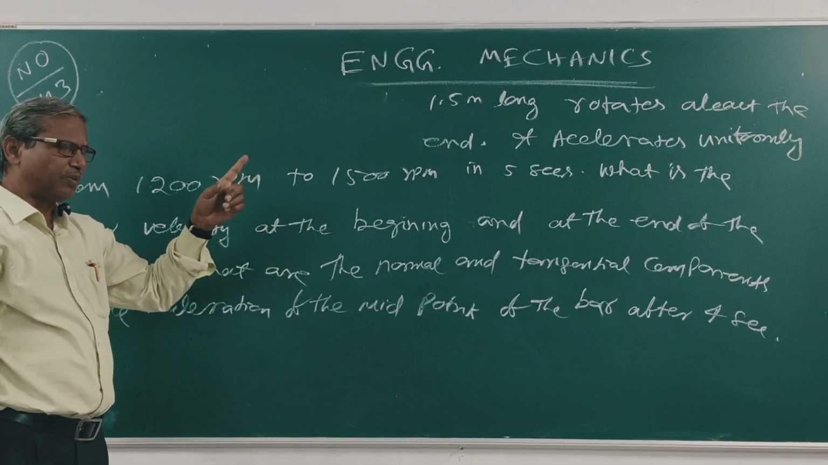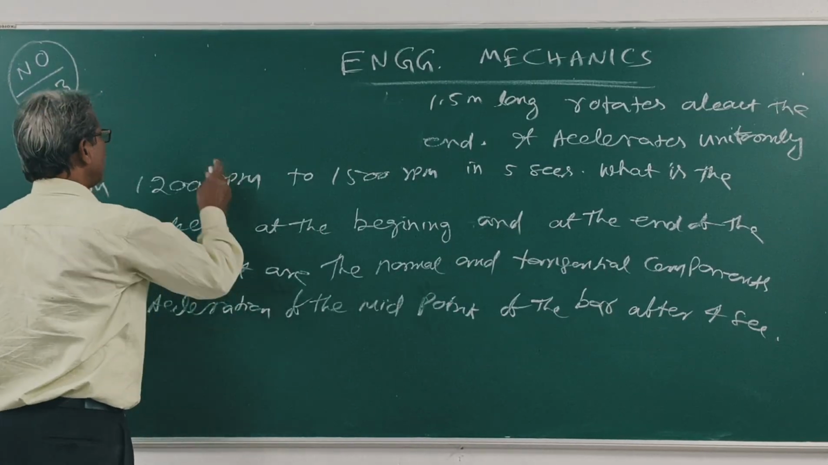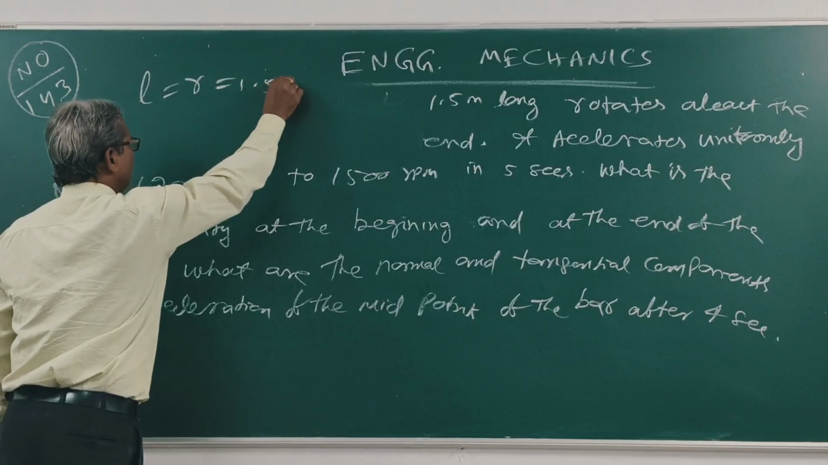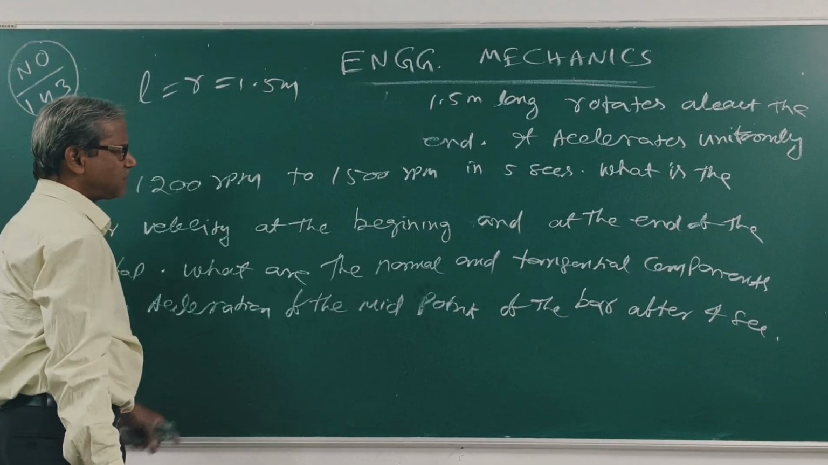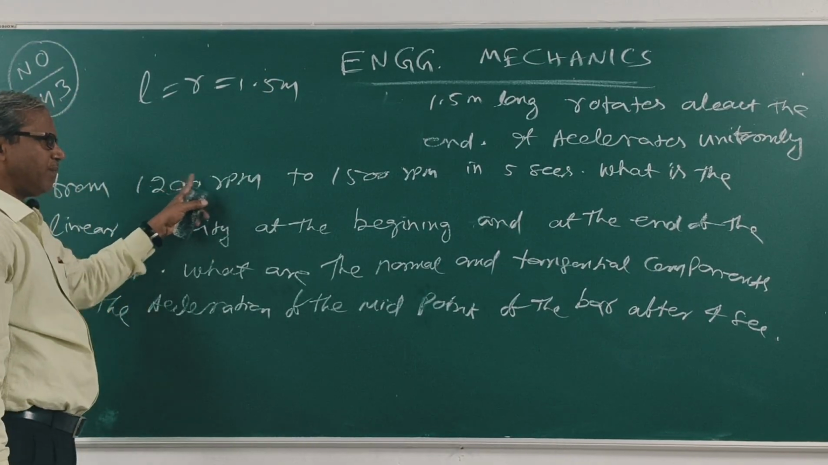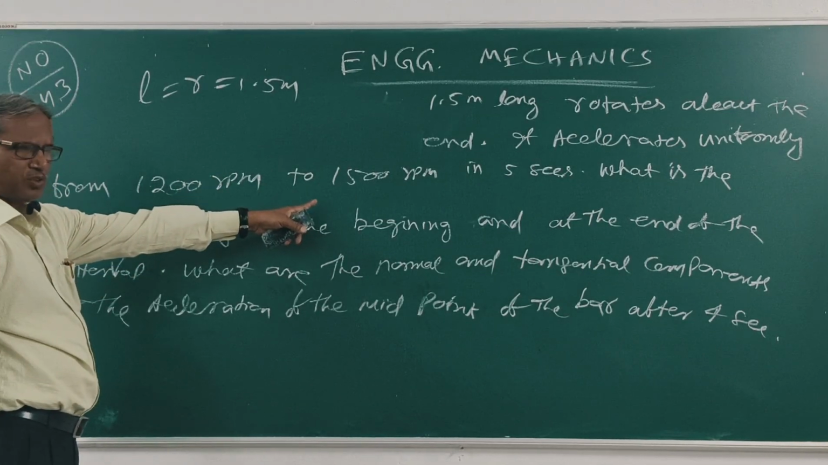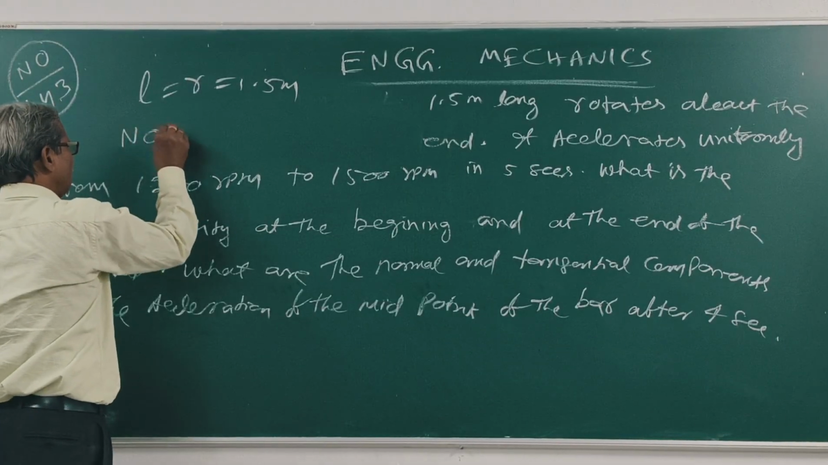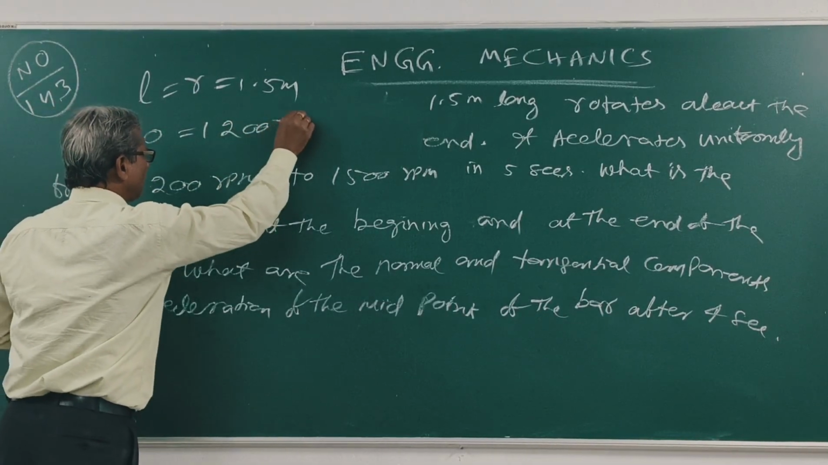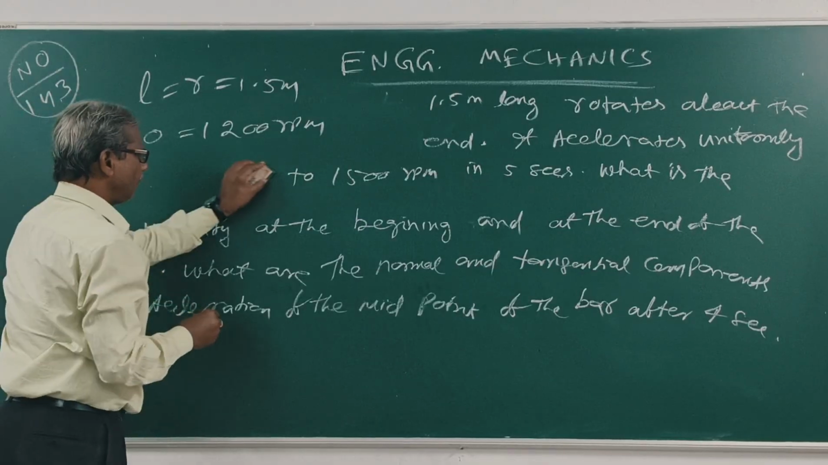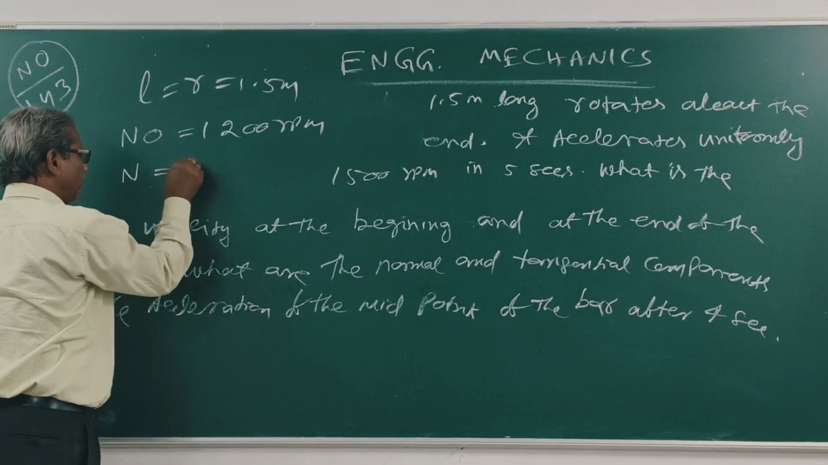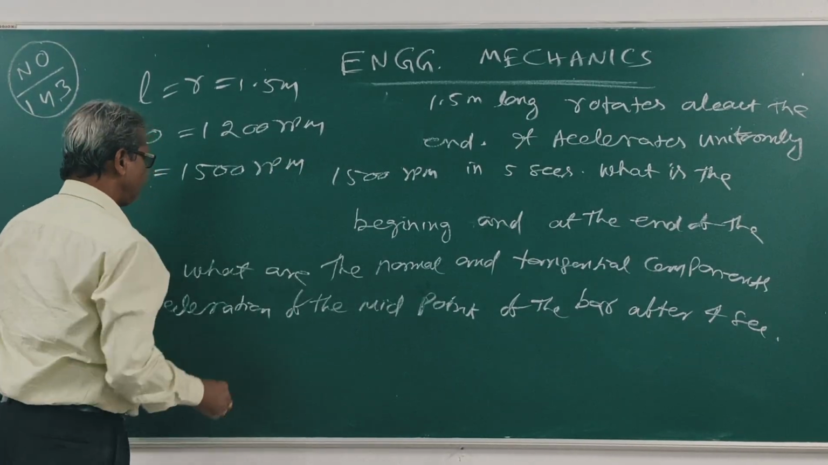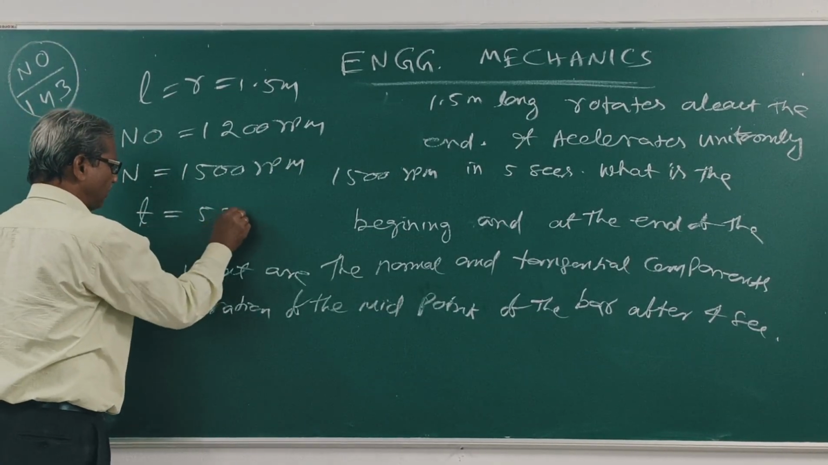The length of the bar is 1.5 meter. It rotates about a vertical axis, which means the length is r, 1.5 meter. Its initial speed is 1200 rpm and final speed is 1500 rpm in 5 seconds. So n0 is equal to 1200 rpm, n is equal to 1500 rpm, t is equal to 5 seconds.